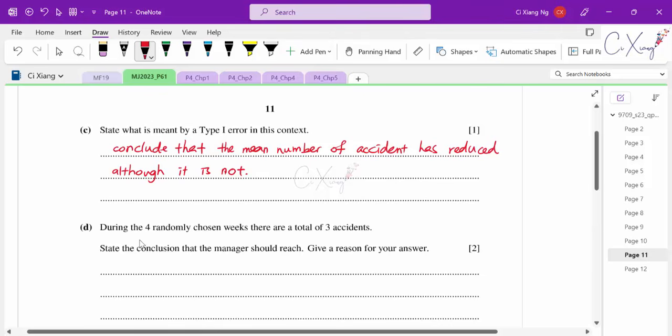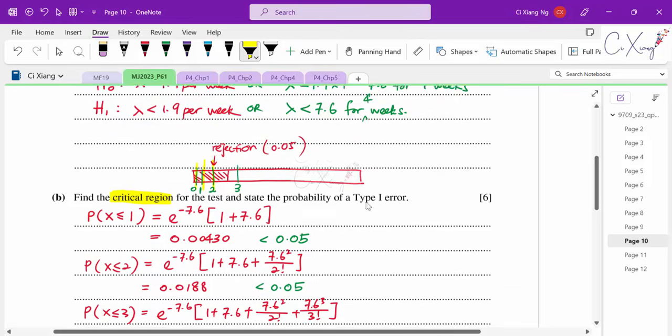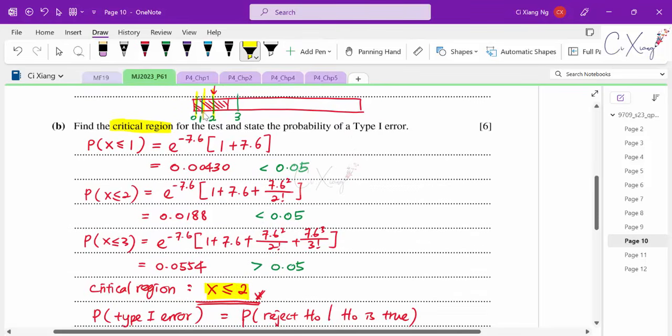Okay, then for part D, during the 4 randomly chosen weeks, there are a total of 3 accidents. State the conclusion that the manager should reach. Give a reason for your answer. So for the 4 randomly chosen weeks, we are having 3 accidents in total. What conclusion should I make? We should straight away compare the 3 with the rejection region that we got. The rejection region that we got just now is x smaller equals to 2. So if the number of accidents is 0, 1 or 2, then we will reject the null hypothesis.